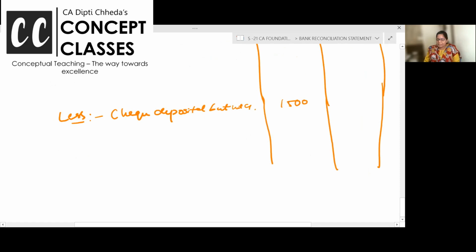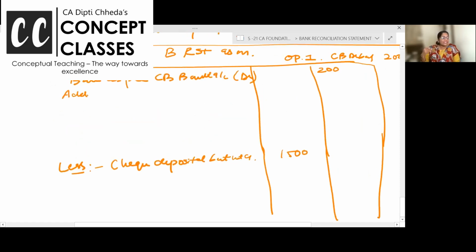Check issued but not presented. When I issued the check, it is credit. Whenever I issue the check, party to bank, so credit. So now what I should do? Debit. And already debit, now debit. So what I should do? Add. Check issued but not cleared.